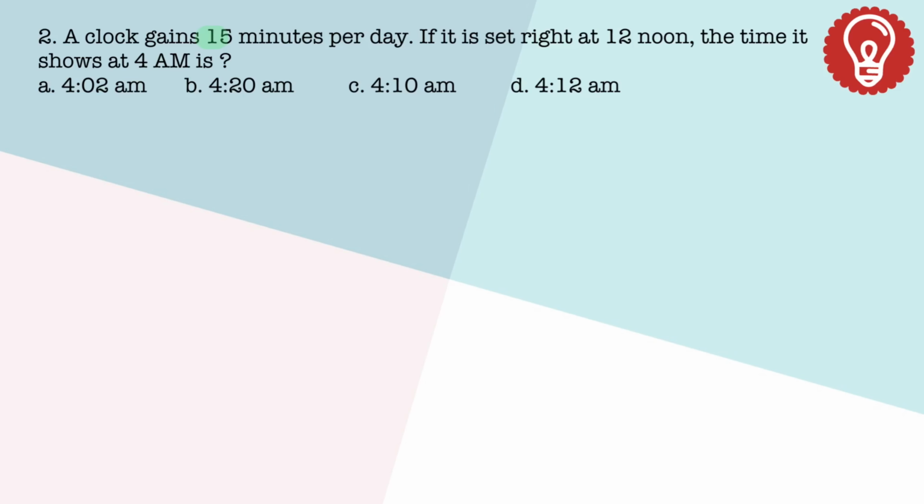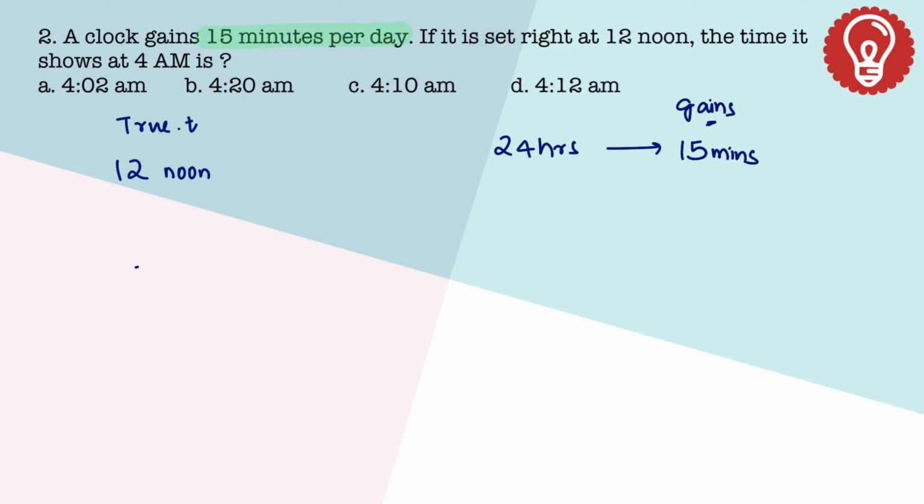And this clock gains 15 minutes per day. Now because it is per day, for every 24 hours, this clock gains 15 minutes. Okay, that's something that's given to us. And he says the clock was set right at 12 noon. So if the true time was 12 noon, the faulty time was also 12.